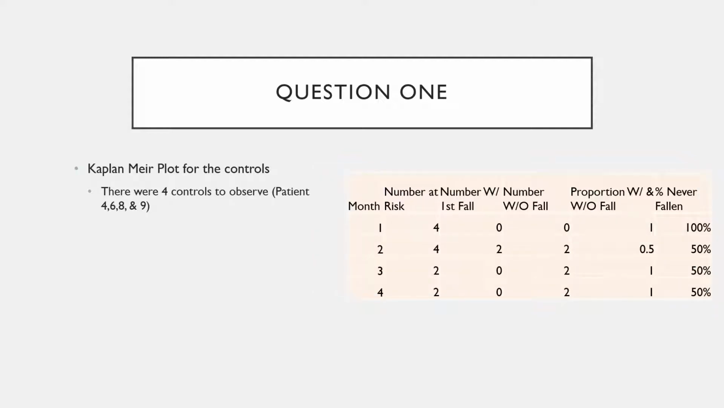We will then do the same Kaplan-Meier plot for the 4 controls. With the 4 controls, since we're looking at 4 patients over the 4-month period, it was only in the 2nd month that a patient fell. Once a patient experiences a fall, they are then reduced, which is why the number in the 3rd month reduces to 2, because 2 had already fallen.